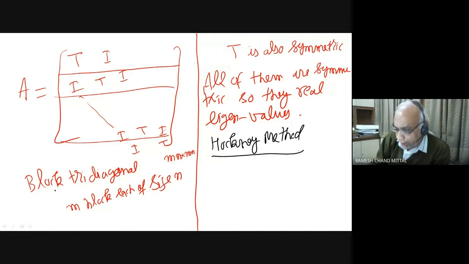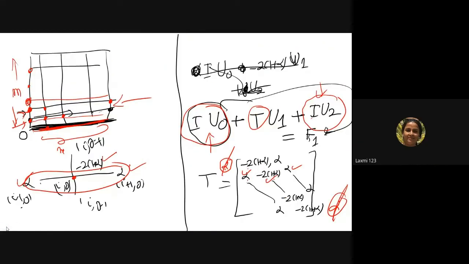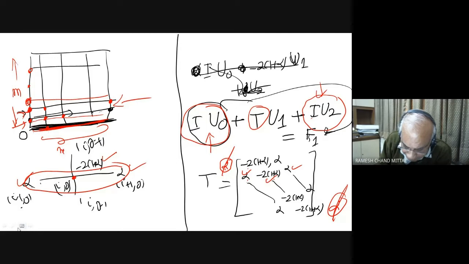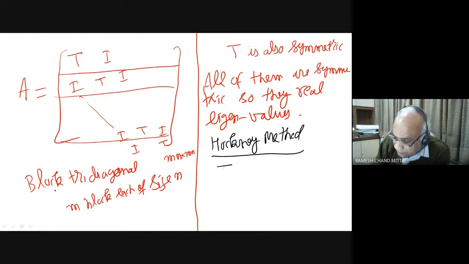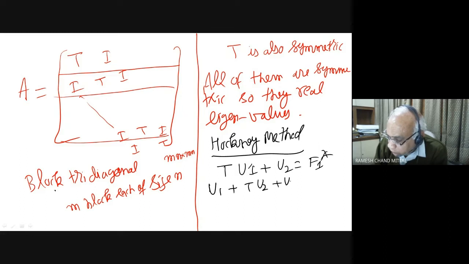So I again write the system. I have already written it here, but let me write it again. I have my system: H, TU1 plus U2 equal to F1 star. Then I have U1 plus TU2 plus U3 equal to F2 star. And then I have U(M minus 1) plus TUM is equal to FM star.